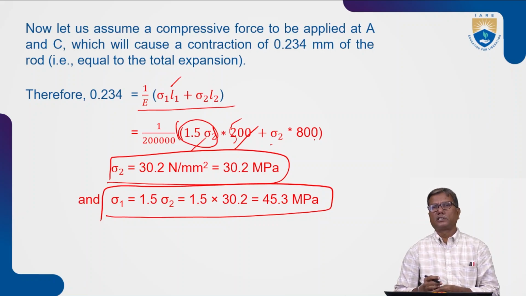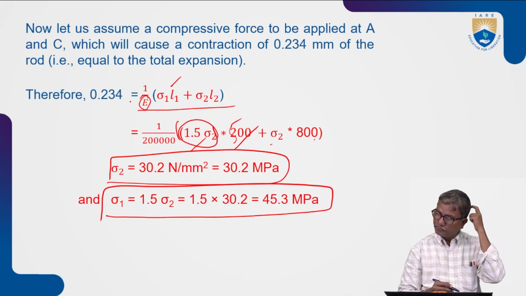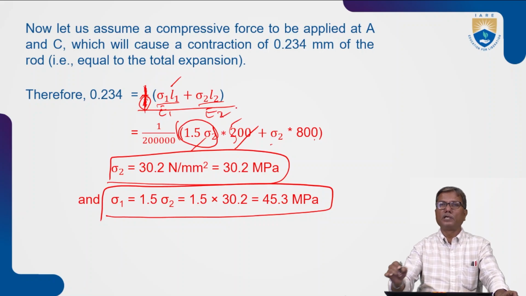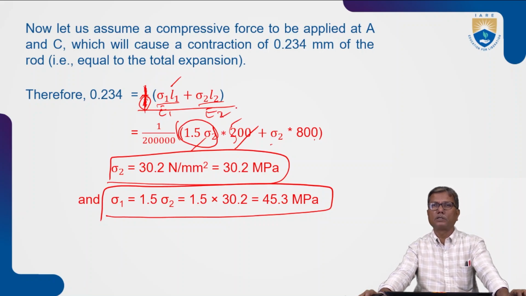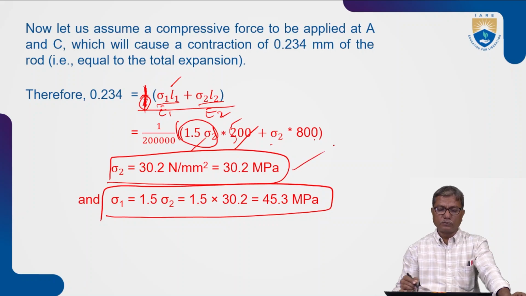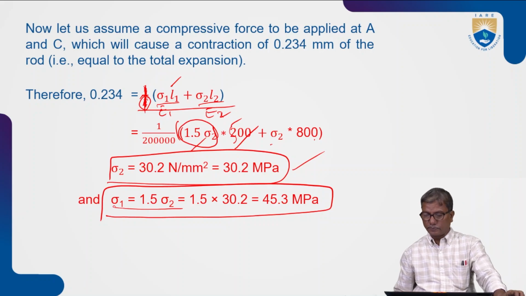So if the materials are different, then Young's modulus also will be different and that will be used. That means these terms are taken separately without taking this common: sigma 1 L1 by E1 plus sigma 2 L2 by E2. So using this, we will find out sigma 2 and then using this relation, we find sigma 1.